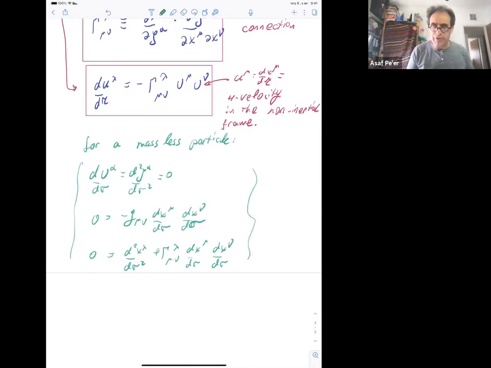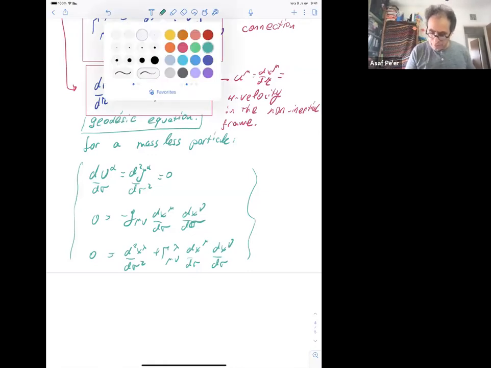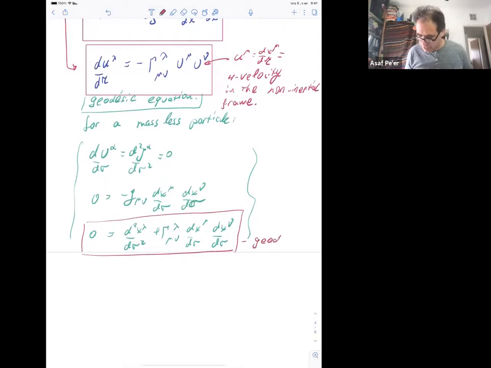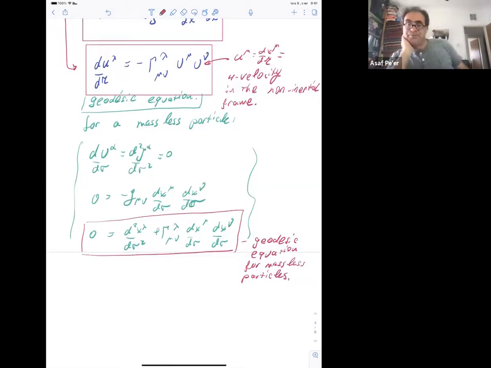Now this equation is so important, it has a name. It's called the geodesic equation. And again, it describes the motion of a free particle in an arbitrary non-inertial coordinate system. Again, it's a geodesic. This is how much we did last week.